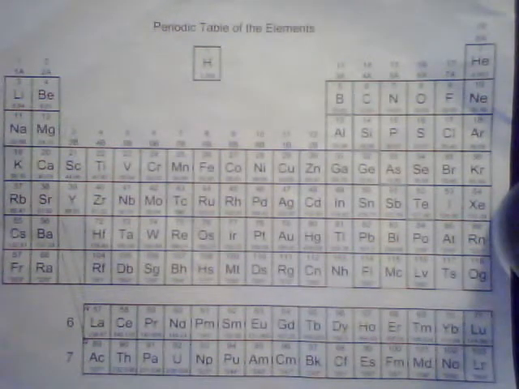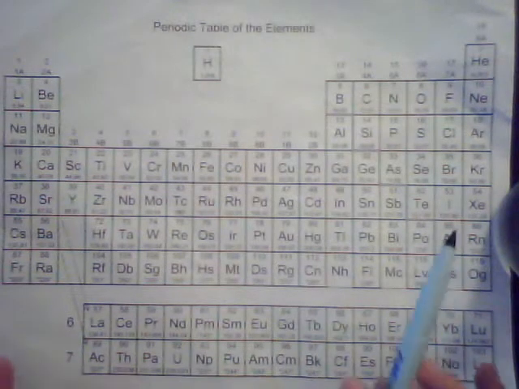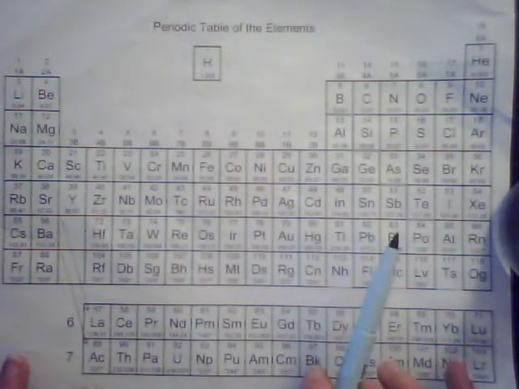Alright, today we're going to talk about one of my favorite things in chemistry, which is the periodic table of the elements. The periodic table of the elements was put together first in its modern format by a Russian scientist by the name of Dmitry Mendeleev. And so what we're looking at today is the periodic table of the elements that he envisioned.